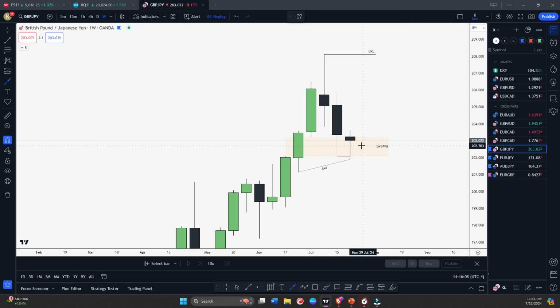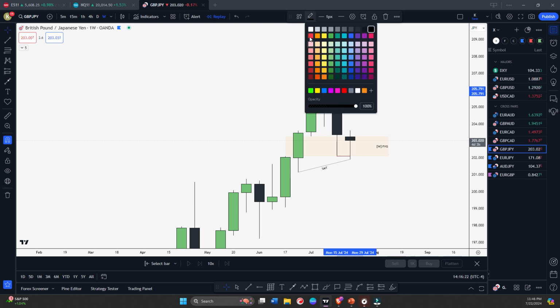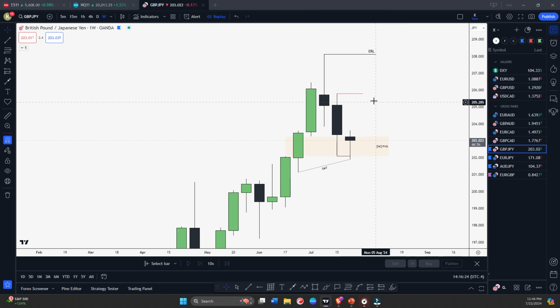If you're going to look for long at this fair value gap, you can target this external, or simply you can target this previous week high. You can see this was the last week high. This was the previous week candle. So this high is basically the previous week high, so you can target that as well. I hope till now it is clear with you guys what is internal and external.